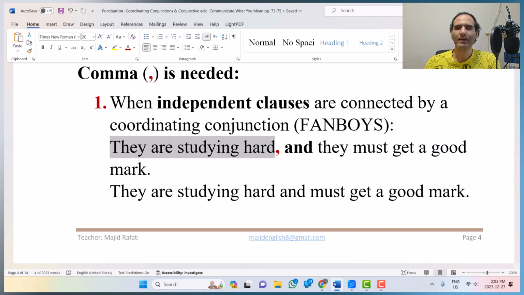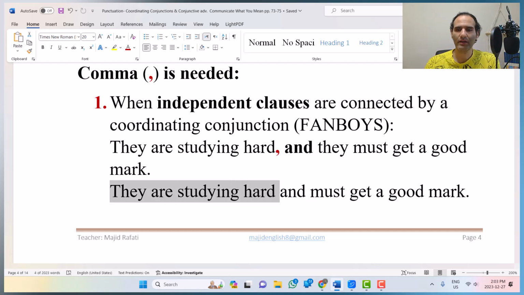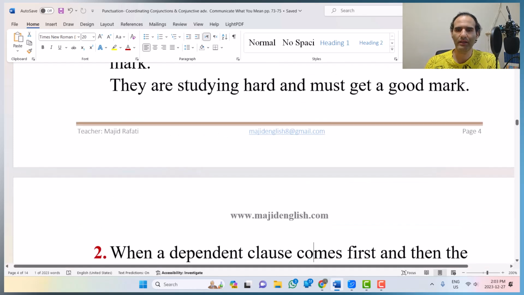They are studying hard, independent clause. They must get a good mark, independent clause. So we need a comma before the coordinating conjunction. But what about this one? They are studying hard, independent clause, must get a good mark. That is a phrase. So it does not need a comma.